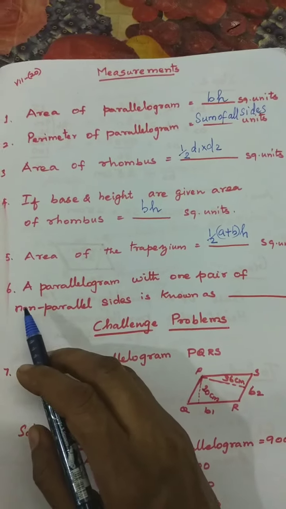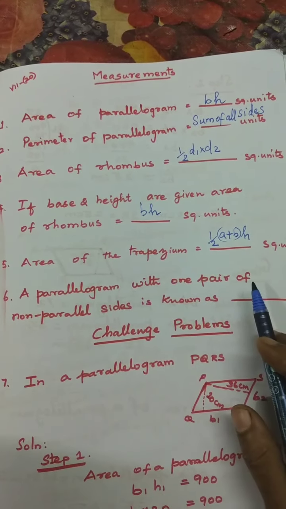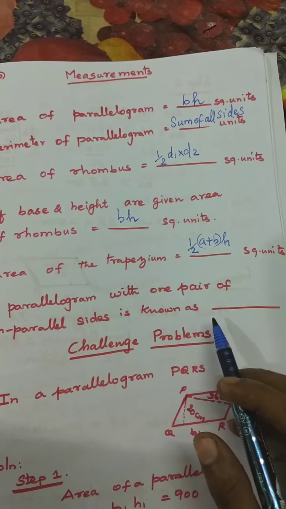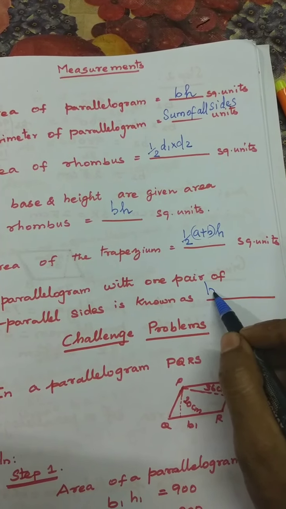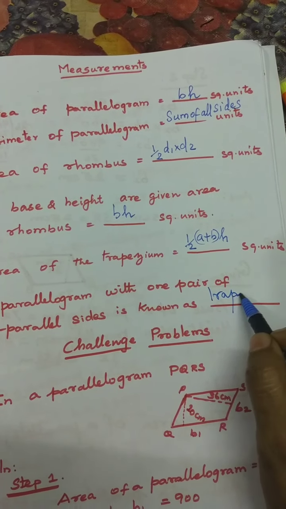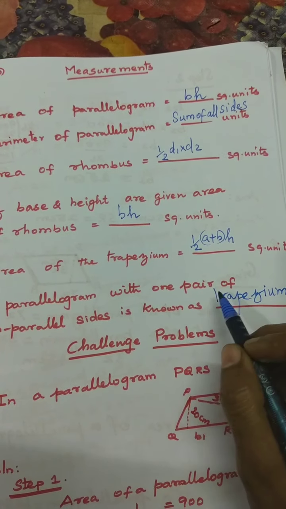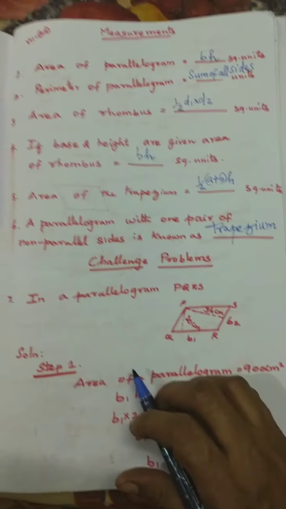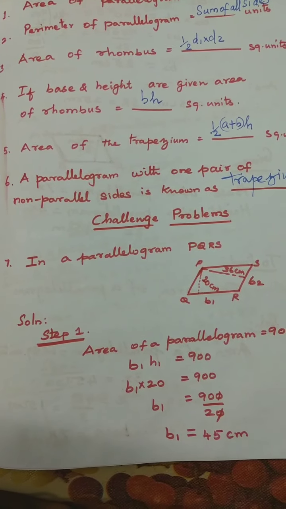Okay. Then sixth sum. A quadrilateral with one pair of non-parallel sides is known as trapezium. Okay. Now we shall move to the challenge problems.